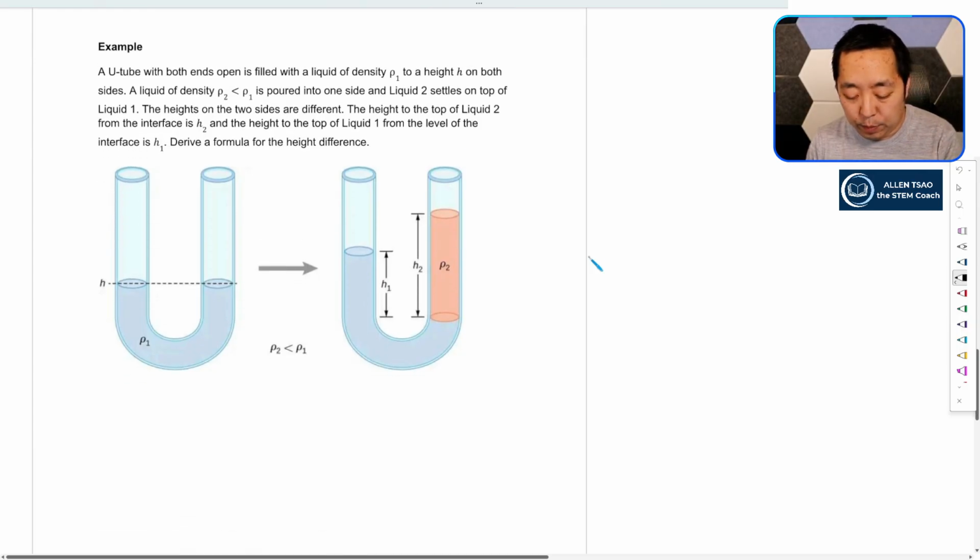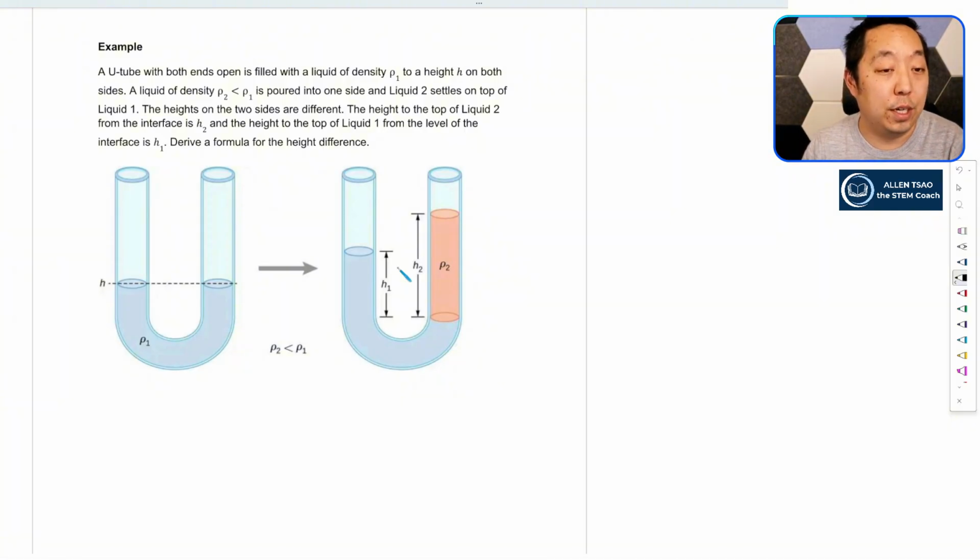Let's take a look at another example. This is a very common kind of scenario where you have different fluids. A U-tube with both ends open is filled with a liquid of density 1 to a height of h on both sides. Liquid 2 is poured into one side, and liquid 2 settles on top of liquid 1. The two sides are different. The height of the top of liquid 2 from the interface is h2, and the height of the top of liquid 1 above the level of the interface is h1. Derive a formula for the height difference.